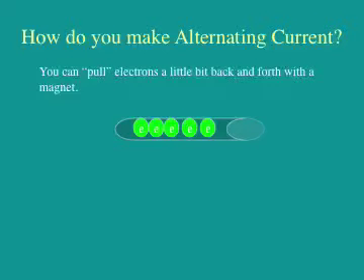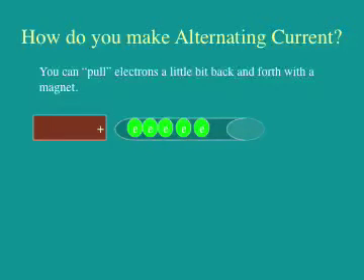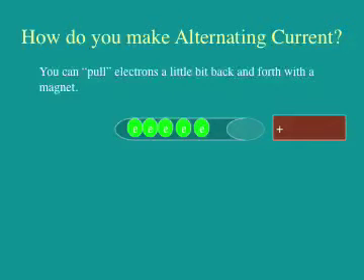So how do we generate alternating current? Well, the picture below is intended to represent a small slice of a wire. We're going to take those electrons and imagine that you're pulling those electrons back and forth with a magnet. So if I were to place a magnet on one end of this wire, the electrons, which are negatively charged, might move towards it. If I then were to take the magnet and switch it around, place it at the other end of the wire, the electrons would move back.